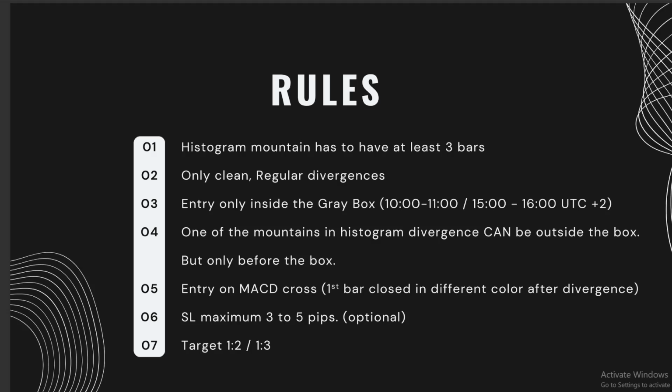So stop loss maximum 3 to 5 pips. I've seen that the best trades are around 3.5 pips. But sometimes it will go to 5, 6, even 7. Sometimes those bigger numbers, like 6, 7, 8, are 50-50. Sometimes it will work, sometimes it will not work. So you can stick to 3, 4, or 5.